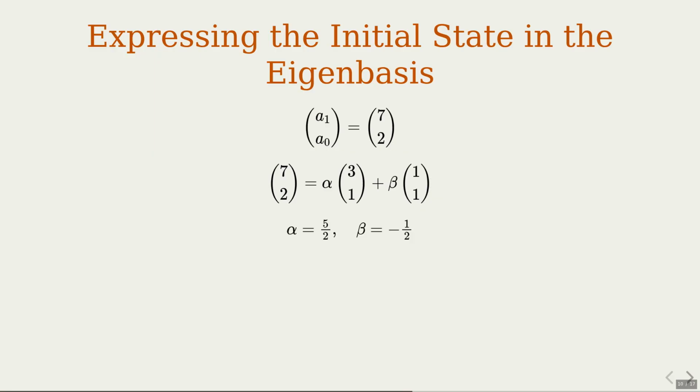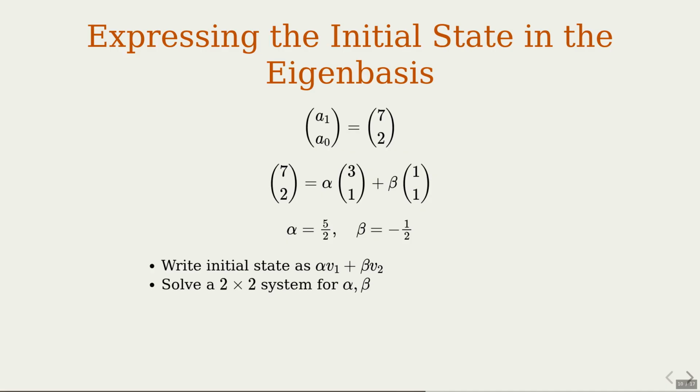Solving the two equations in alpha and beta gives alpha equal to 5/2 and beta equal to -1/2. So the initial state is a mix of mostly the 3 eigenvector direction with a small negative amount of the 1 eigenvector direction. This is just expressing the vector in the eigenvector basis instead of the standard basis.